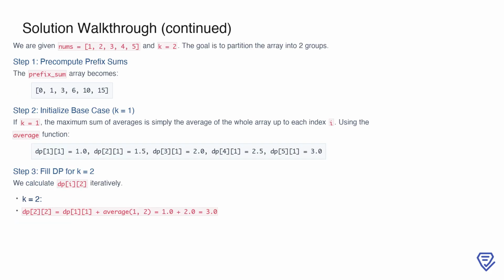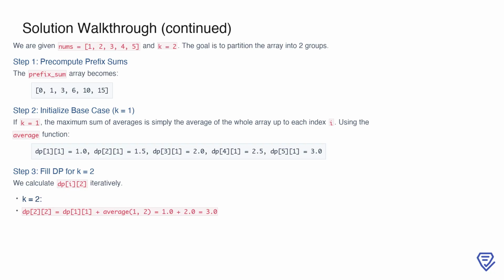In this second example, we consider nums as 1, 2, 3, 4, 5, and k equals 2. The goal is to partition the array into 2 groups to maximize the sum of the averages. We start by pre-computing the prefix sums, which results in the array 0, 1, 3, 6, 10, 15. This helps us quickly calculate subarray sums later.